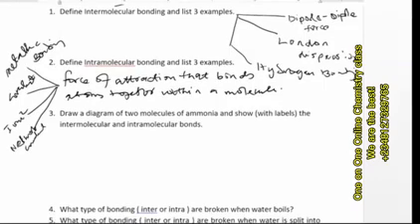Draw a diagram of two molecules of ammonia and show, with labels, the intramolecular and intermolecular bonds. So, two molecules of ammonia. Ammonia is NH3. To draw the molecule, you have something like this.